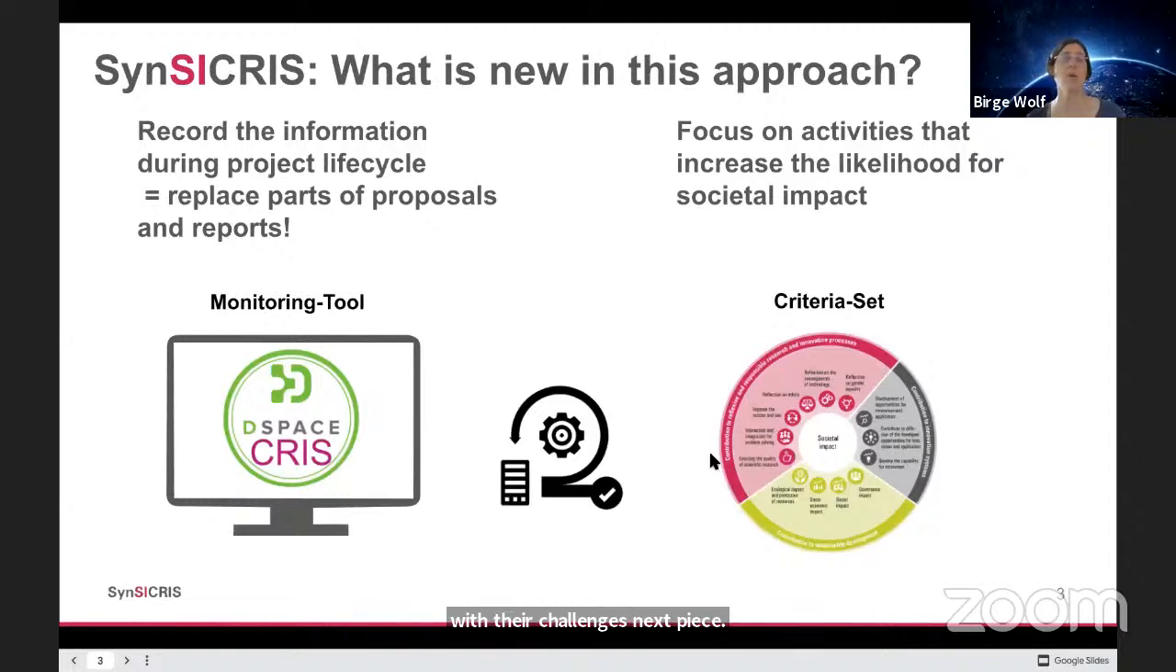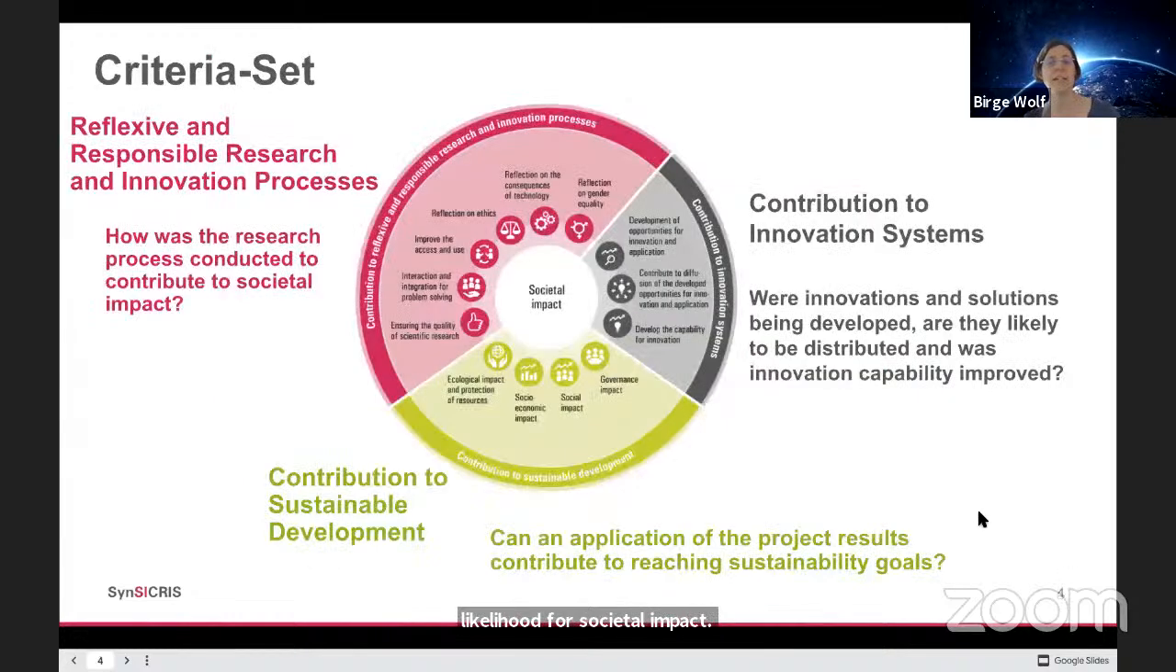In the synchronous approach, in order to record the information during the project life cycle at the funder's side, meaning replace parts of proposals and reports, we focus on activities that increase the likelihood for societal impact. So the next criteria set you see here is the basis of our data model. It has 3 parts: responsible research and innovation, innovation system, and contribution to sustainable development.